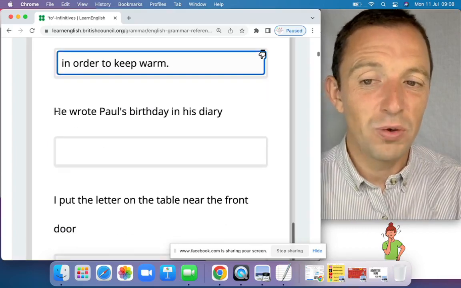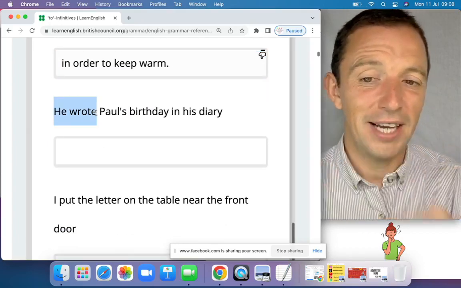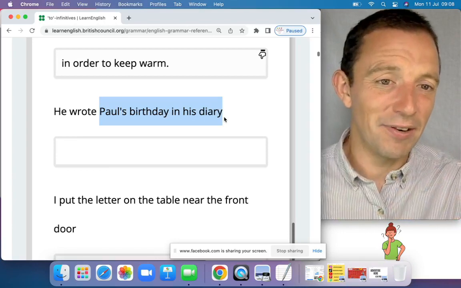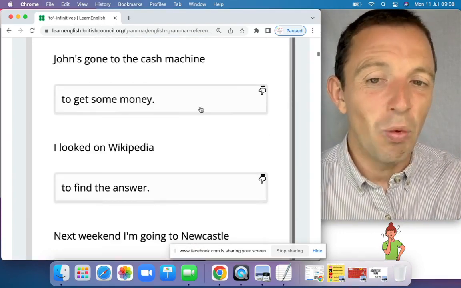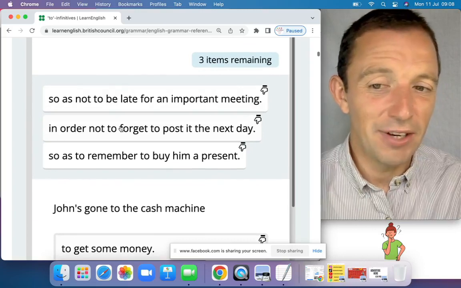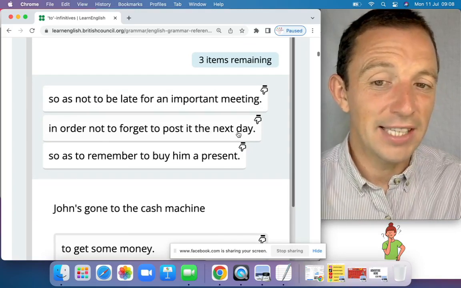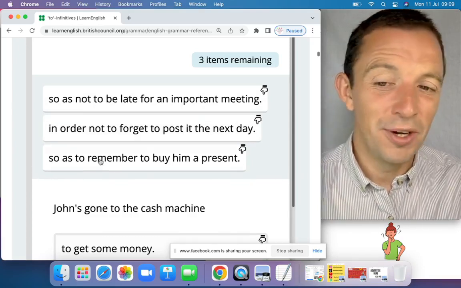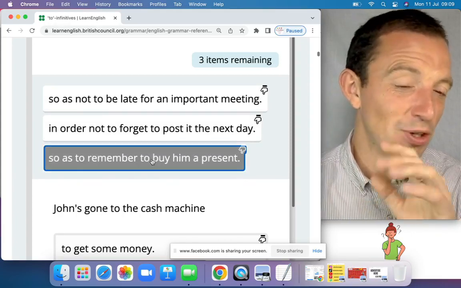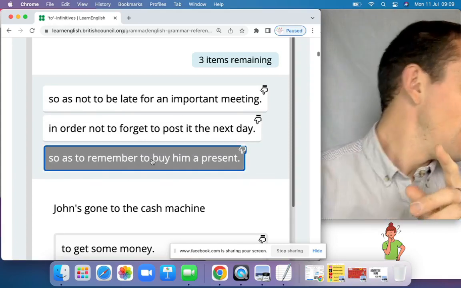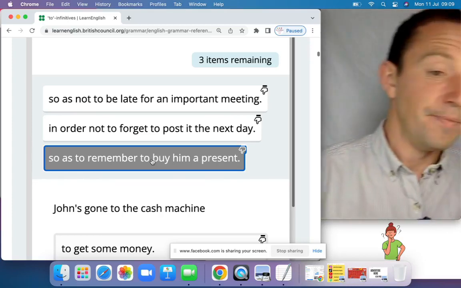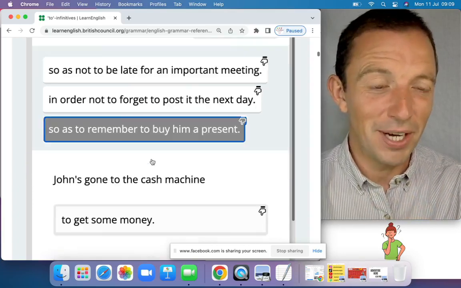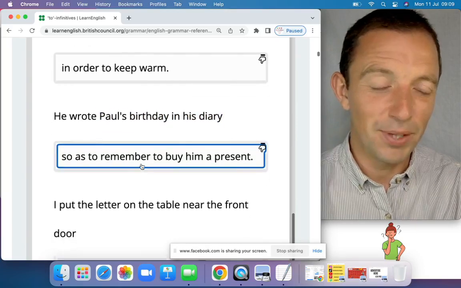Next, he wrote. So the verb to write is irregular in the past. Paul's birthday in his diary. So Paul's birthday, he wrote it in his diary. So what's the context here? Why did he write it in the diary? In order not to forget to post it the next day. Maybe, but no. So as not to be late. No. So as to remember to buy him a present. Yes, this is the reason. So the reason he wrote the date in the diary is to remember to buy him a present. Okay, we put that here.